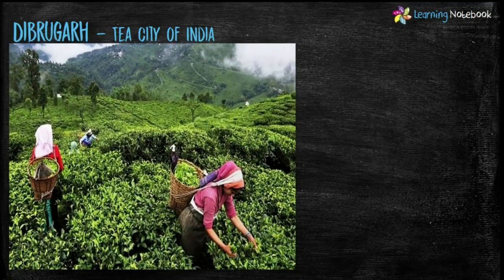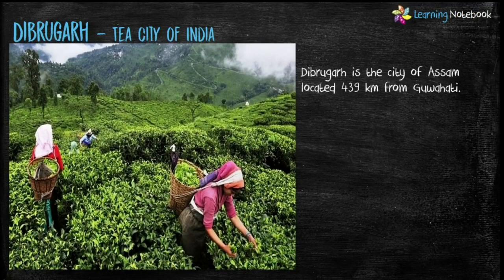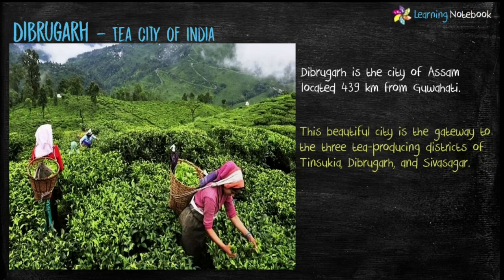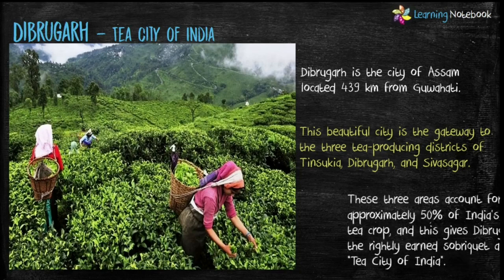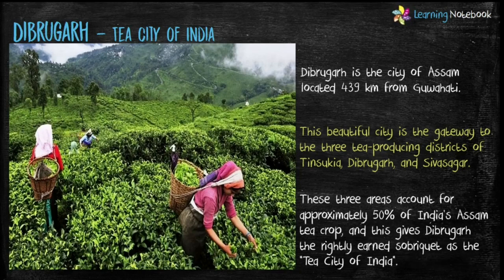Let's see the next place, which is Dibrugarh. Dibrugarh is a city of Assam, located 439 km from Guwahati. This beautiful city is the gateway to three tea producing districts of Tinsukia, Dibrugarh and Shivsagar. This city is also known as Tea City of India.